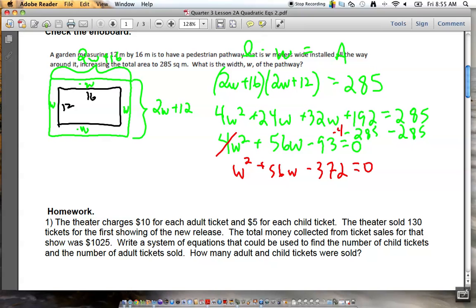Everybody go to Y equals. Type in negative 372 divided by X. Now go to the table and start looking for two factors that are 56 apart. That makes sense. 62 and 6. Beautiful, there we go. So this will be W plus 62, W minus 6. It would be positive because it's the positive 56.